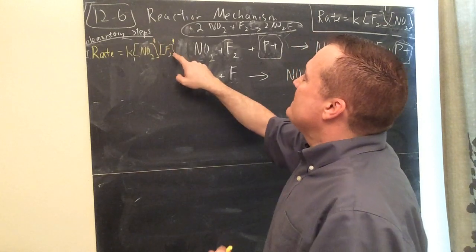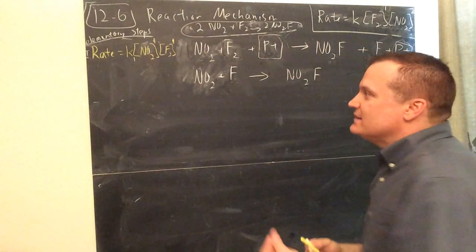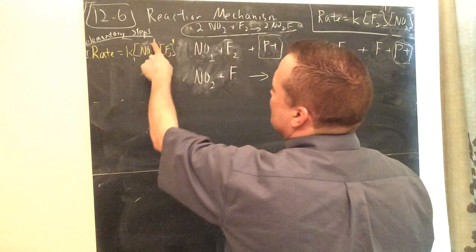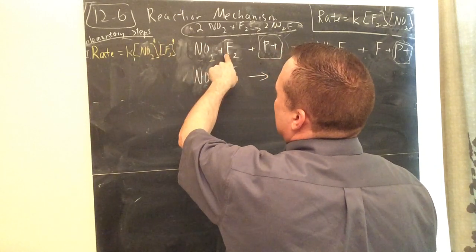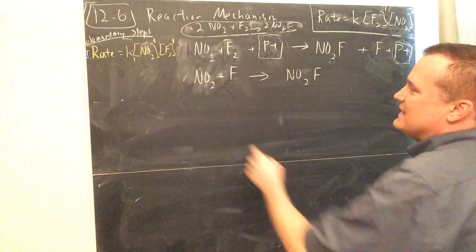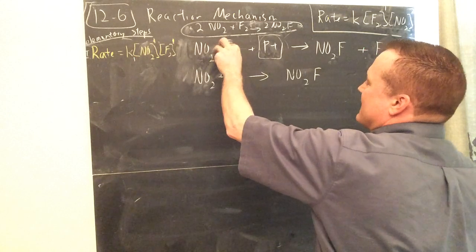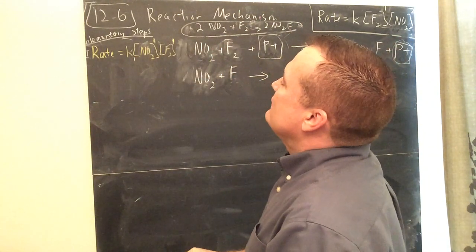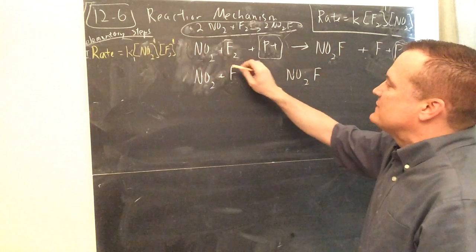Because remember, this involves the number of molecules that have to collide. One NO2 molecule collides with one F2 molecule right there, and that matches. If it said 2 and 1, then that would mean 2 of these have to collide with that one. So this matches the collisions. The elementary step orders will match the coefficients in the elementary equation.